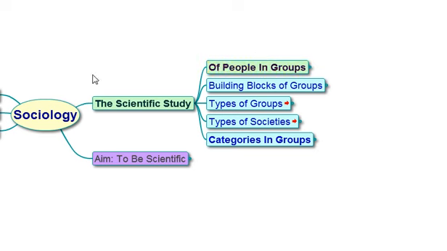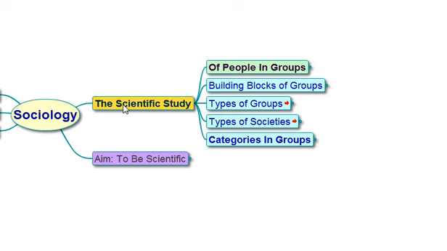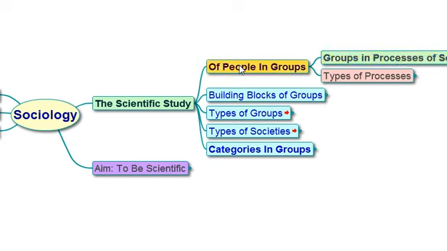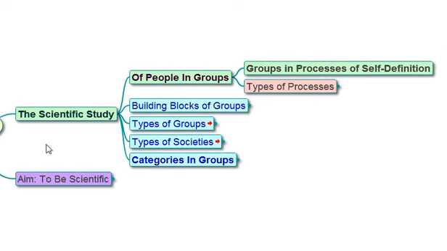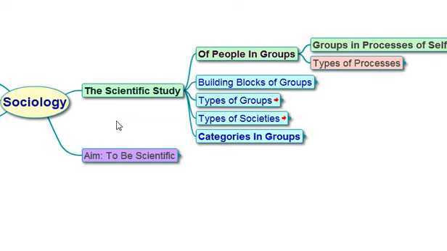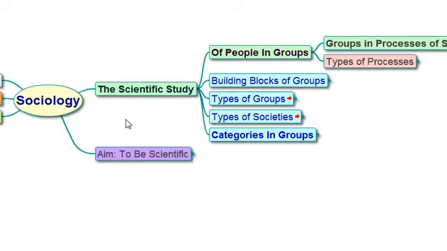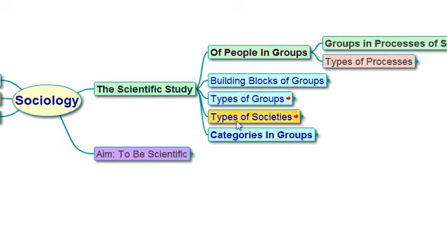For example, sociology is the scientific study of, as the node says, and when you expand that, it shows you the scientific study of people in groups, and I click on that, groups in processes of self-definition. And you should recognize that definition from what we've talked about in class. Each one of those subnodes underneath the top one here also then further expands on the topic.